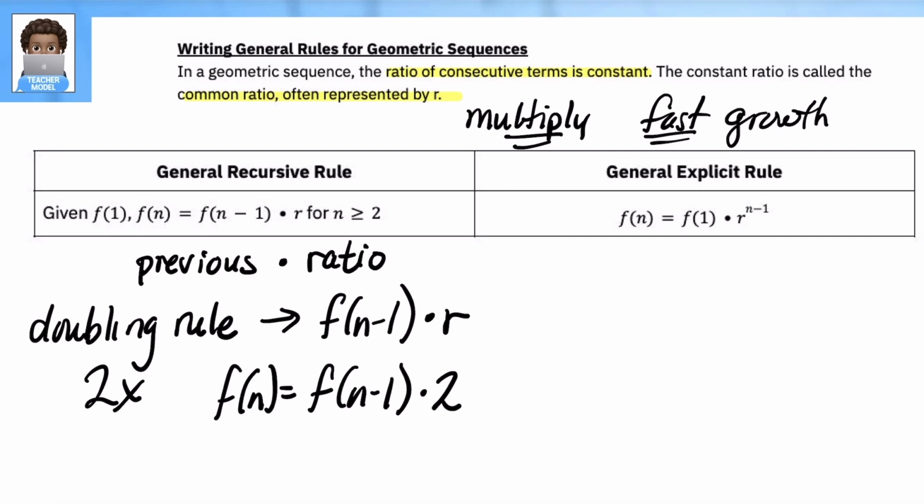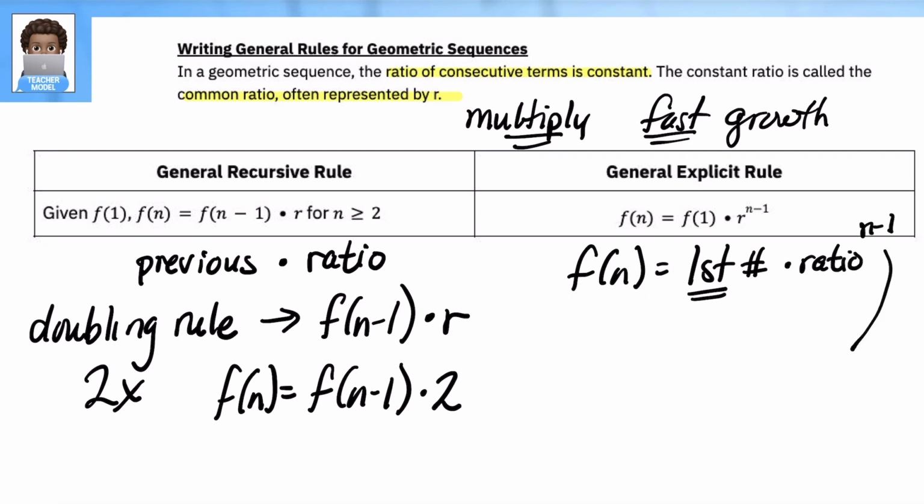The explicit rule would be our first term, our first number, times our ratio to the n minus 1 power. So this is exponential growth. I think I spelled that wrong. Exponential, I did.